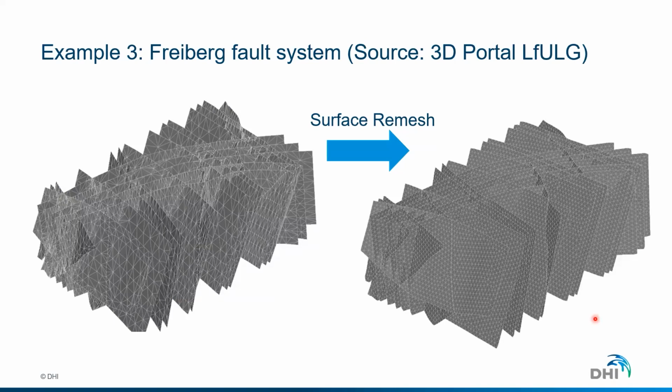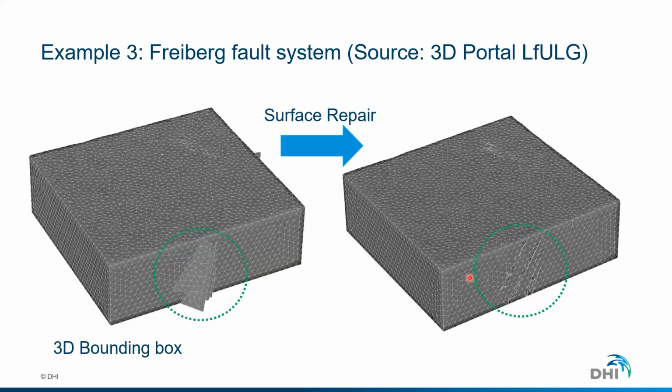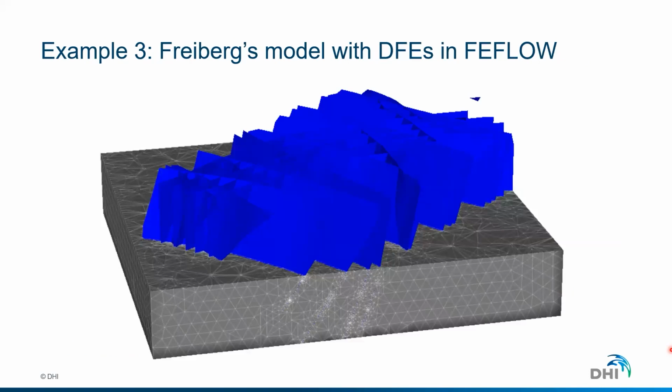Another example is the one in Germany. There are nice 3D portals from different governmental agencies. This is an example of the Freiberg fold system. This is freely available. The data is available in GoCAD format, but also in VTU or STL or OBJ files. Again, take the data as it is from the portal, remesh it to clean out the surfaces, then add the box, repair to drop everything that is unnecessary, and then we can call TechGen or the GeoD 3D mesh generator to end up with a FEFLOW model with the folds. And you can add discrete feature elements if you want.